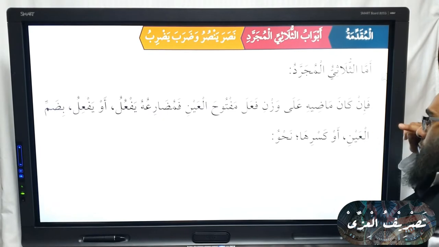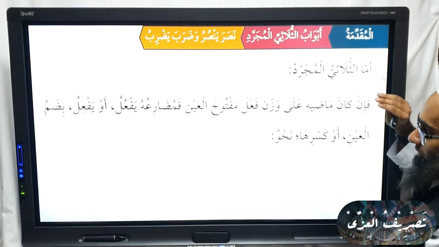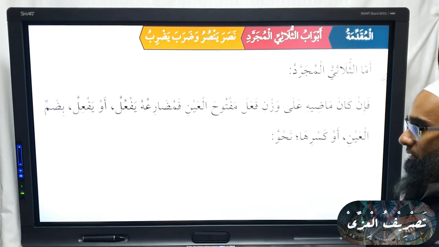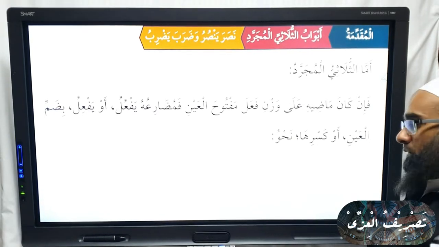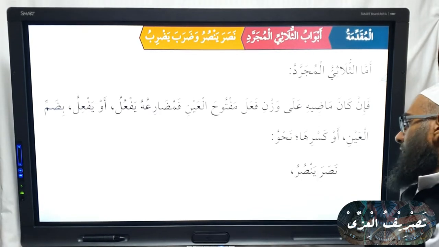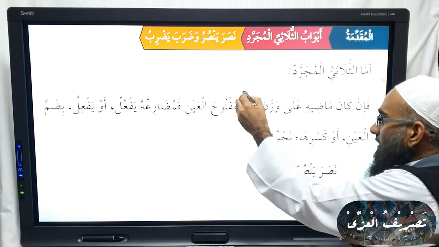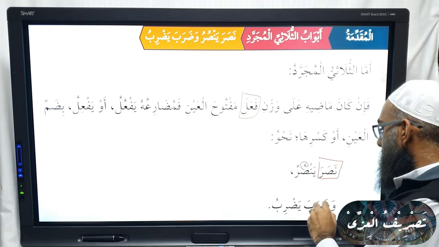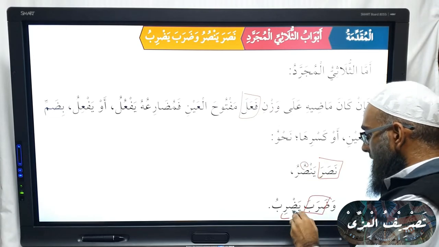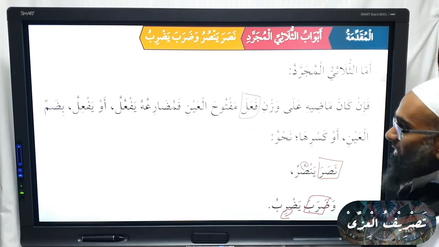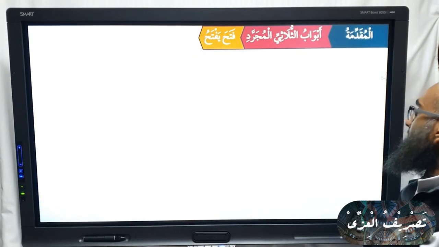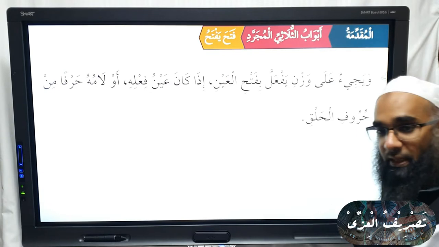Yes? So if the madi is fa'ala, then you get yansuru, with a dhamma, or yadribu. Nasara, yansuru, or daraba, yadribu. He's mentioned that separately, he didn't mention it in the same text. So that does come up, but he doesn't mention that straight away. Okay, read the next one.